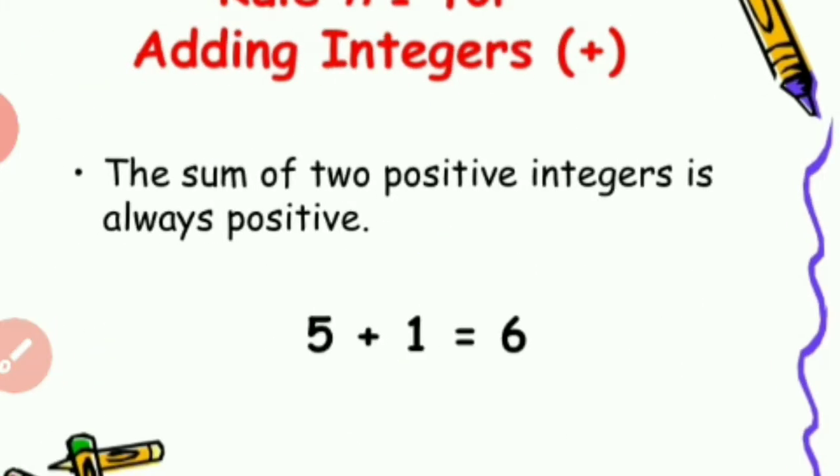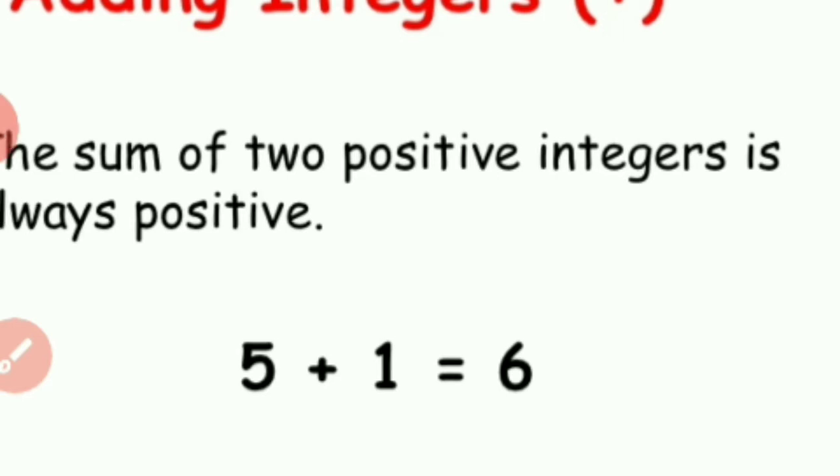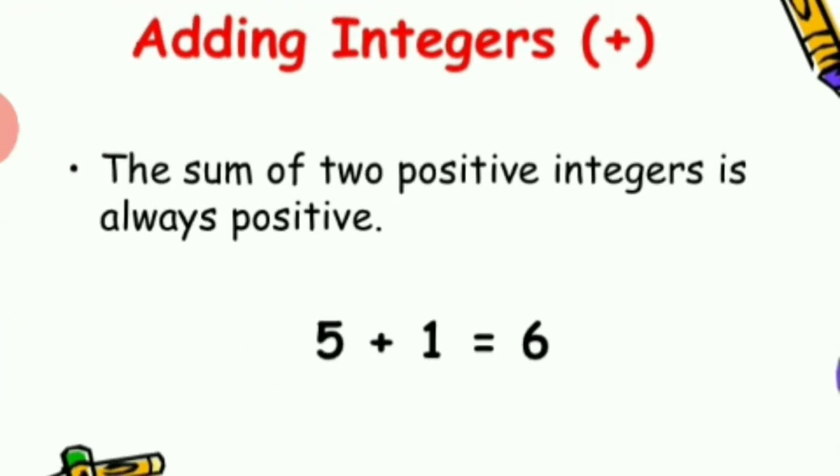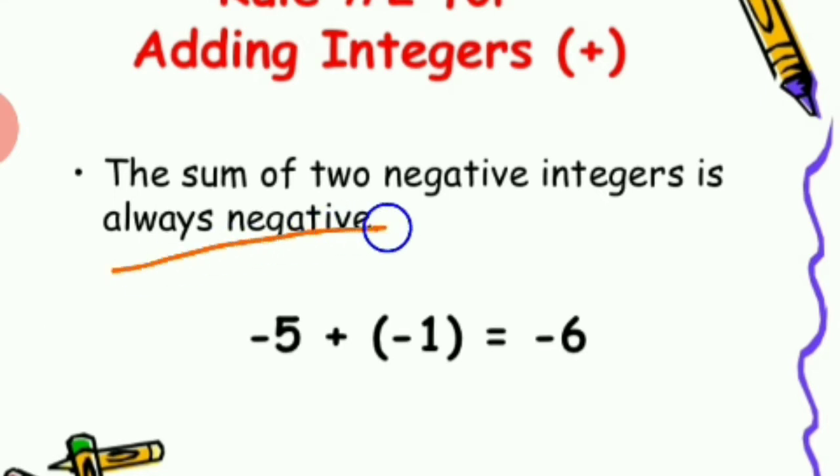See, we have some rules. The first one is: the sum of two positive integers is always positive. See here, plus 5 and plus 1, the answer is plus 6, meaning the sum of two positives is also positive. Here we have the second rule, that is the sum of two negative integers is always negative, meaning here minus 5 and minus 1, when we add these two we will get minus 6.